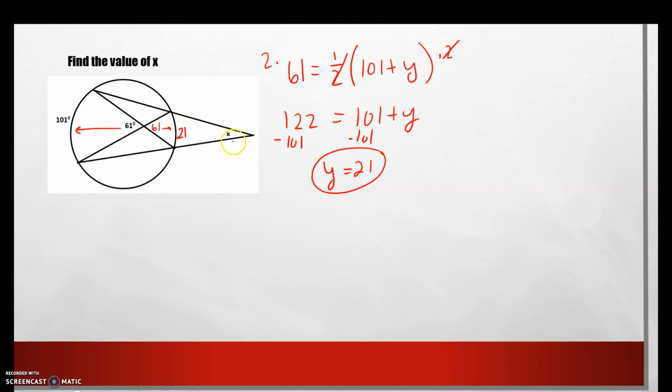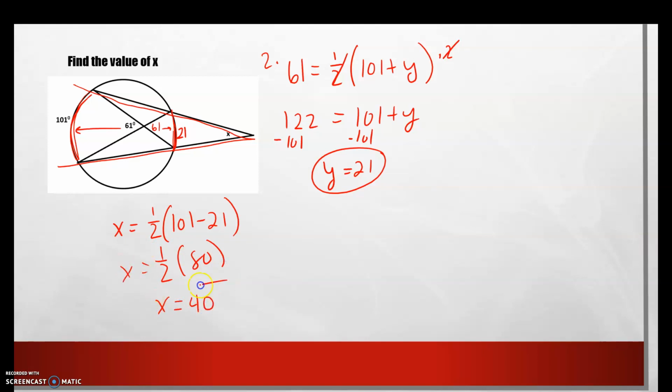Now that helps me figure out my outside angle, because for my outside angle I'm going to subtract. So I know that x is going to be equal to 1/2 of the big arc that the angle created, which is 101, and then my little arc, which is 21. So I'm going to get 101 minus 21. 1/2 of 101 minus 21 is going to be 80. And half of 80, I get x is equal to 40.